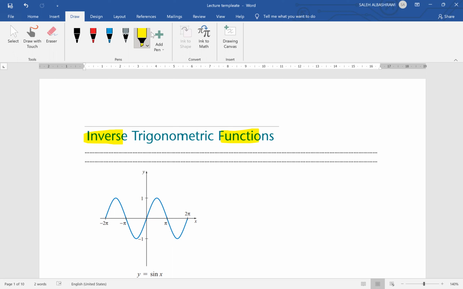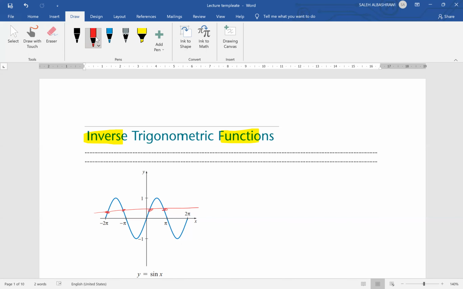One-to-one function means for each value of y, there will be only one value of x, or for any value in the codomain, we will have only one pre-image. And to check whether the function is one-to-one or not, we are using something called the horizontal line test. If the horizontal line intersects the graph in more than one point, then it is not one-to-one.